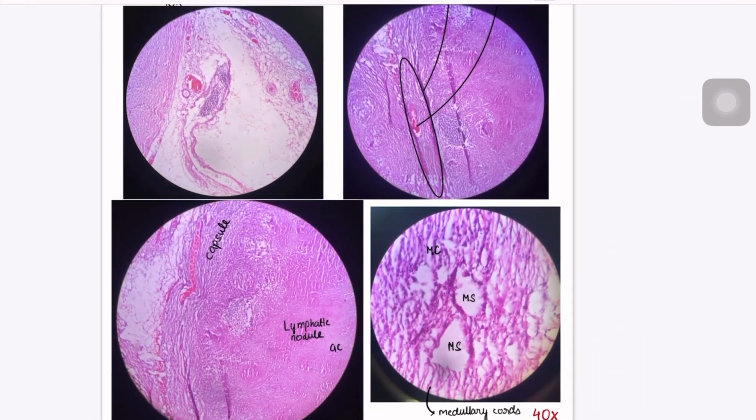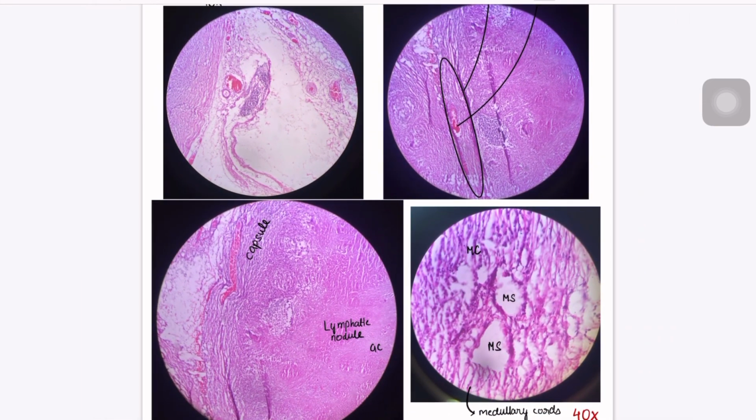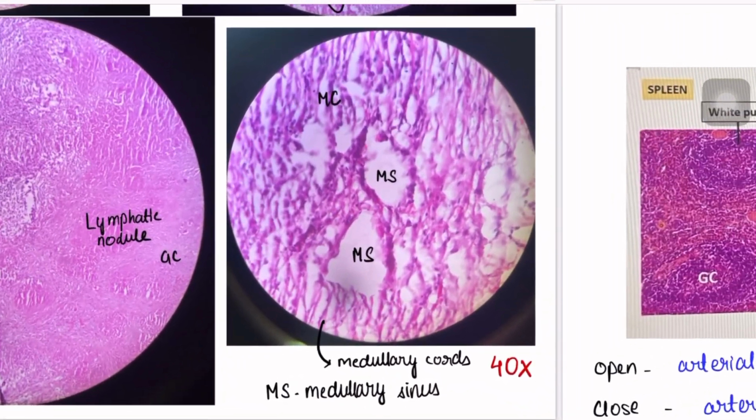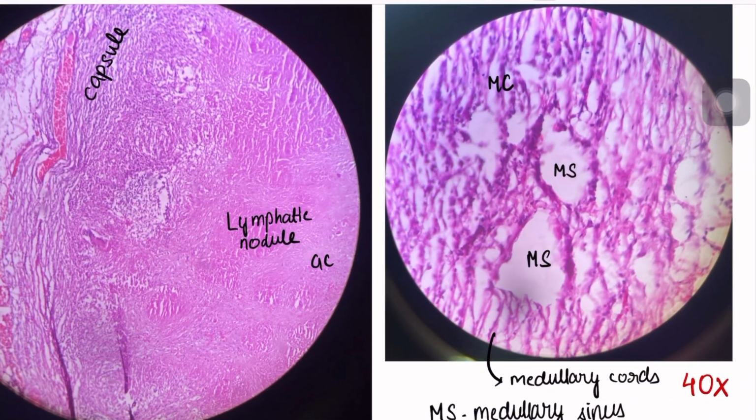We cannot appreciate the medullary cords in 10x. So when we focused it on 40x, we can clearly see that the lymphocytes are arranged in the form of cords, which are known as medullary cords. The spaces surrounding the medullary cords are nothing but medullary sinuses, which drain the lymph from the cortical region.